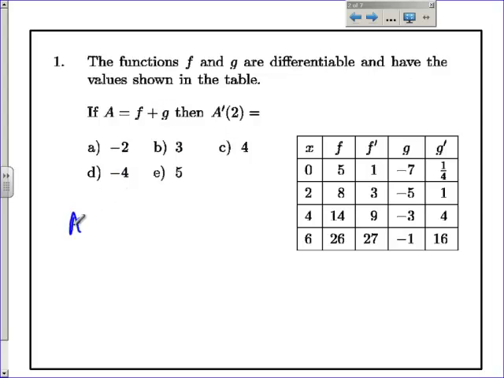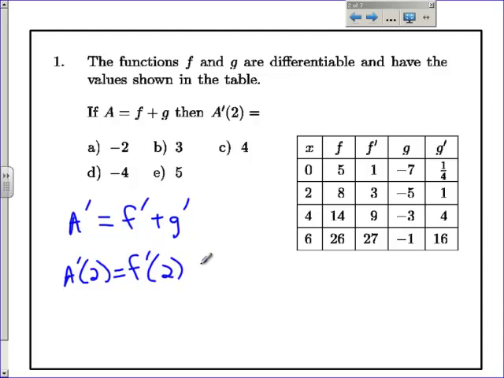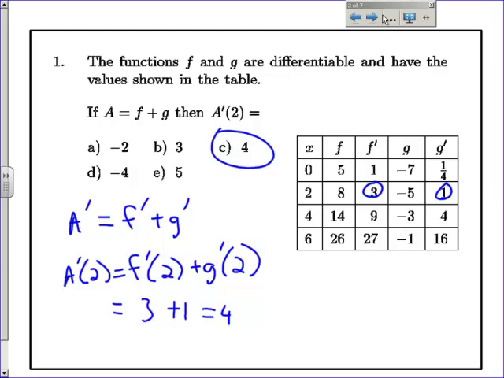So first of all, I'm going to find a prime. A prime is going to equal f prime plus g prime. You just take the derivative of each one. And so a prime at 2 would be f prime at 2 plus g prime at 2. And so we can go over here to the table, and here's f prime's column, and at 2 you can see that's 3. And g prime's column at 2, you can see that's 1. And our answer is 4. There it is.